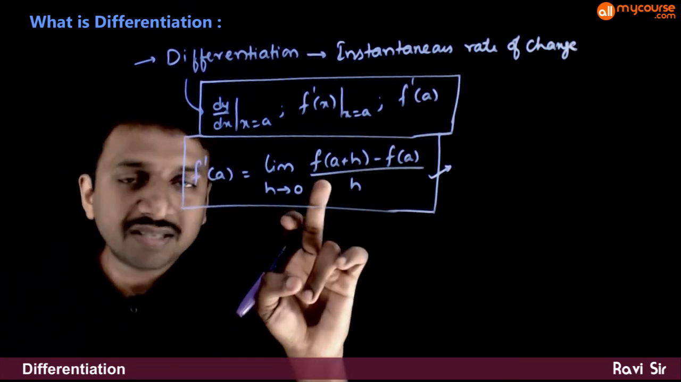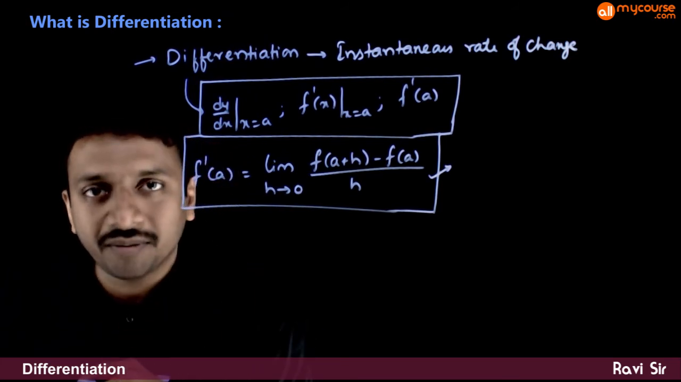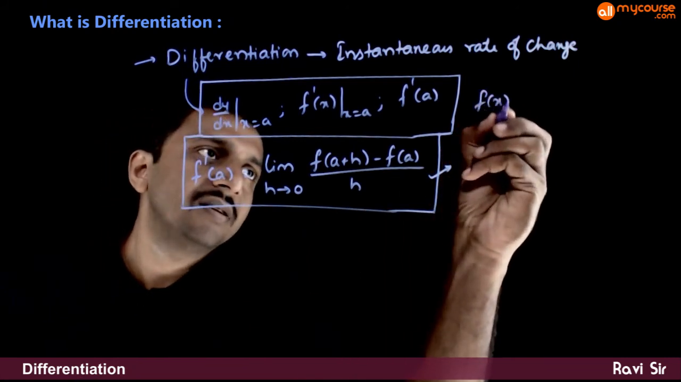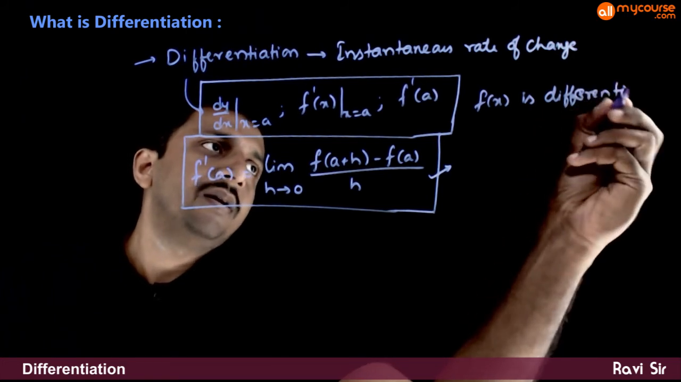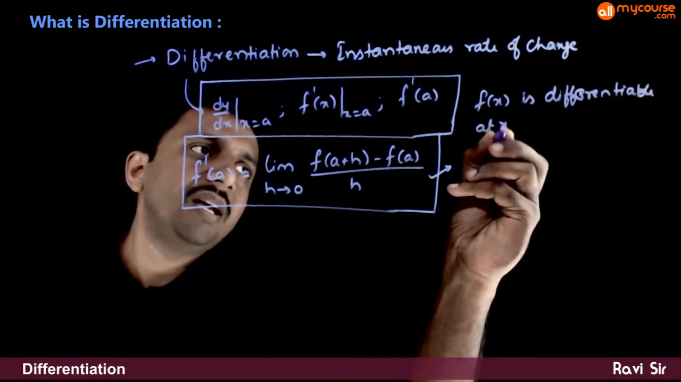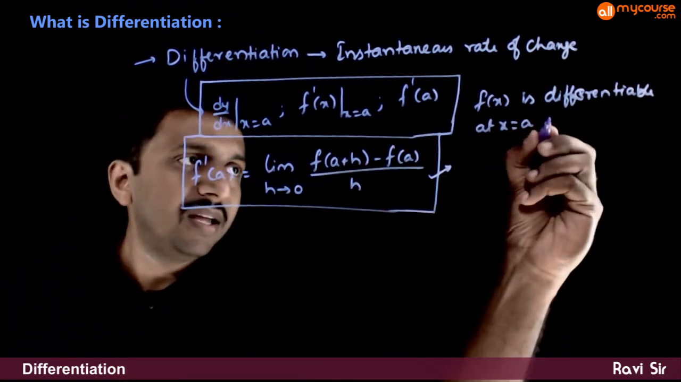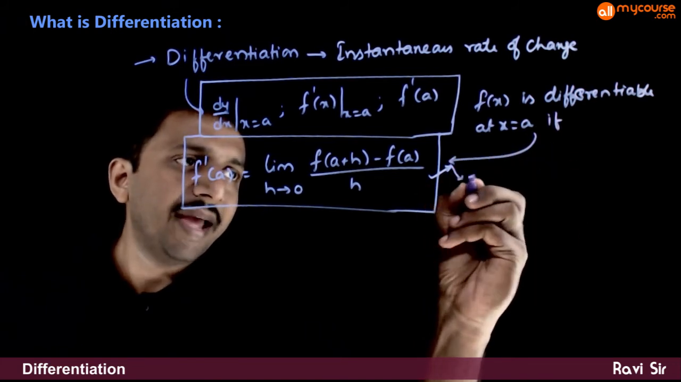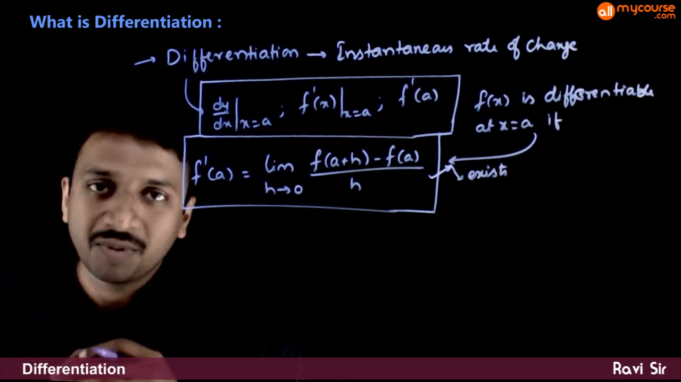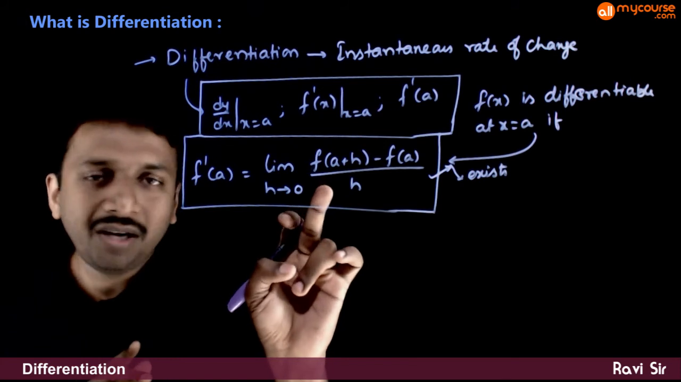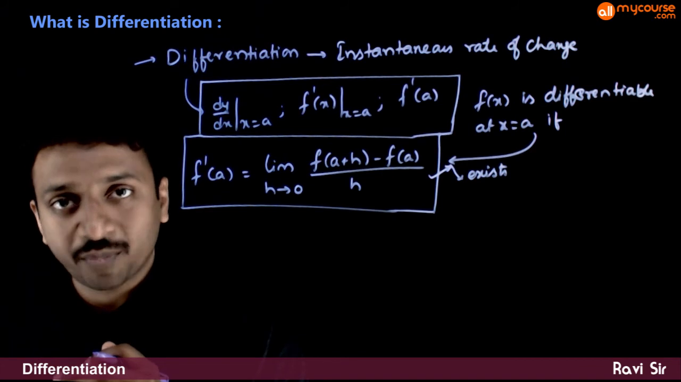So if this limit exists, then we say that the function is differentiable at x is equal to a. So f of x is differentiable at x is equal to a if this limit exists. So if you want to check whether a function is differentiable or not at a particular point a, you need to try to find this limit. If this limit exists, then the function is differentiable at that point.